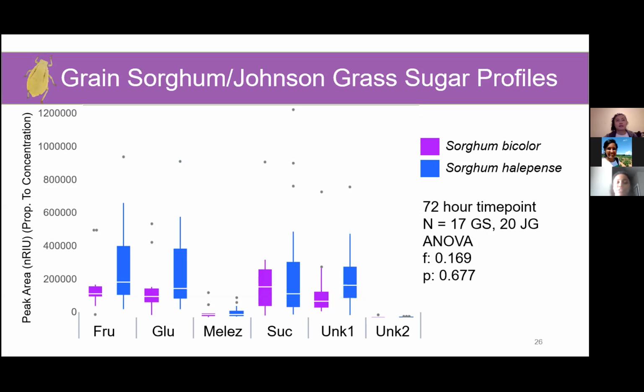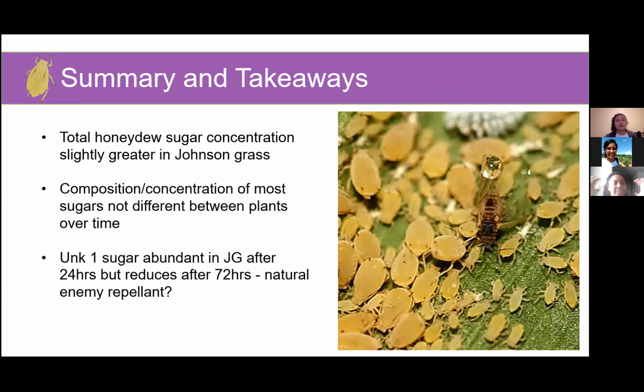So in summary, what I found, first, I know that the total sugar concentration is going to be slightly greater in Johnson grass. And the composition and concentration of most sugars is not going to be significantly different between plants and over time, save one unknown sugar, which for whatever reason is more abundant in Johnson grass after 24 hours, but then reduces in proportion to other sugars in grain sorghum.